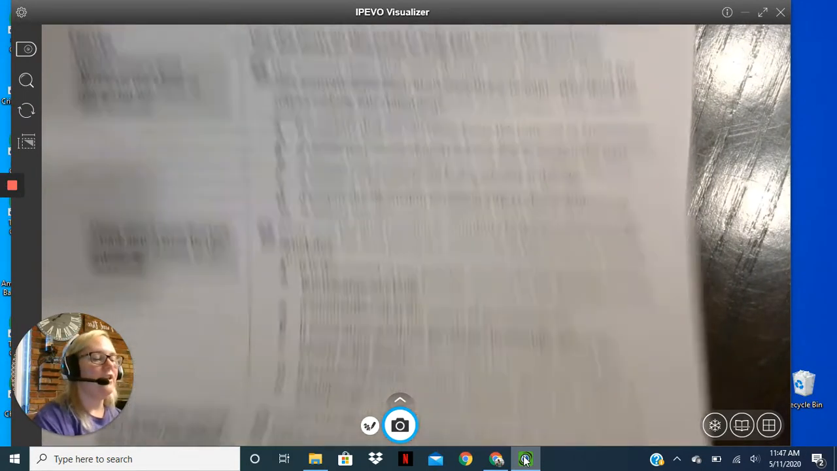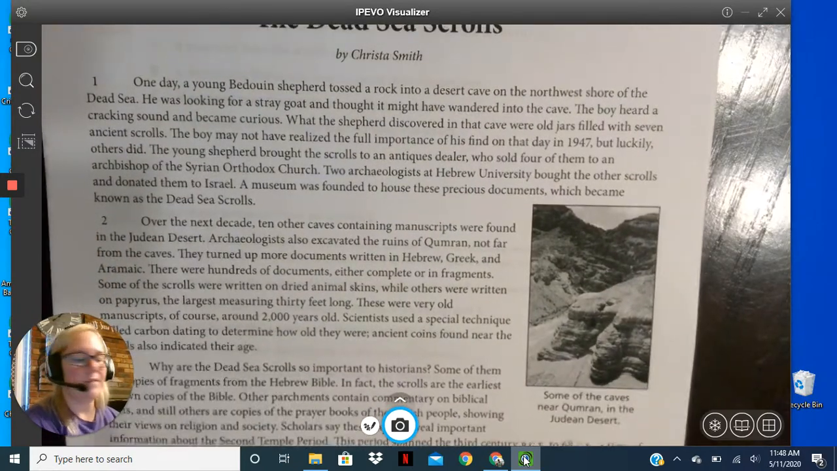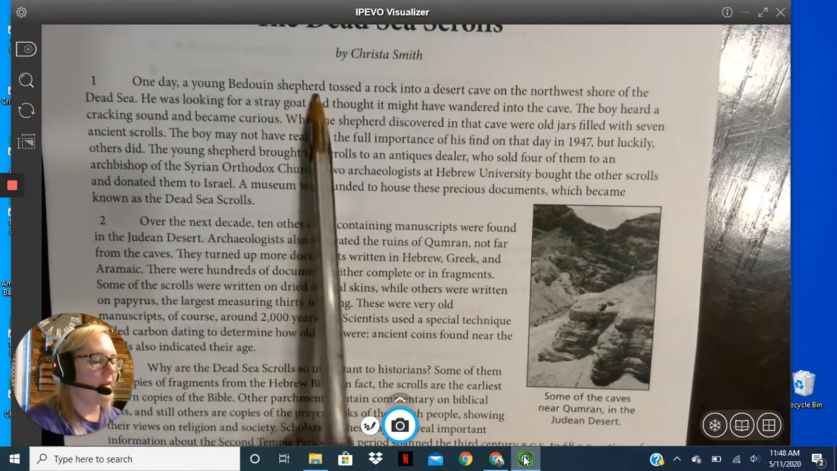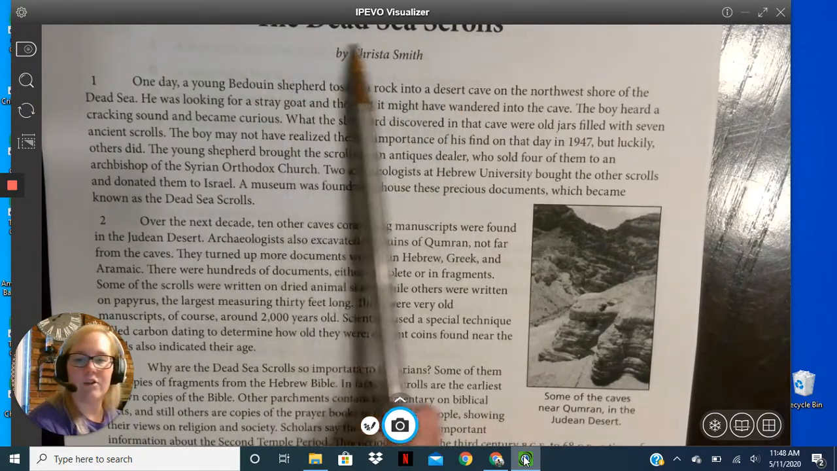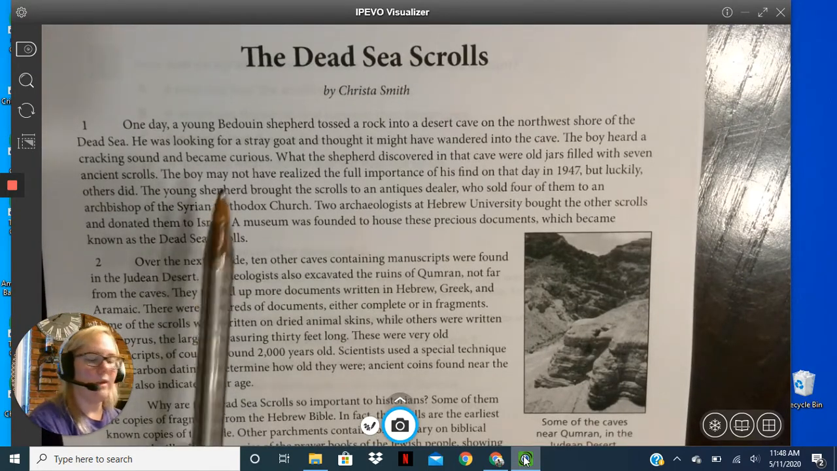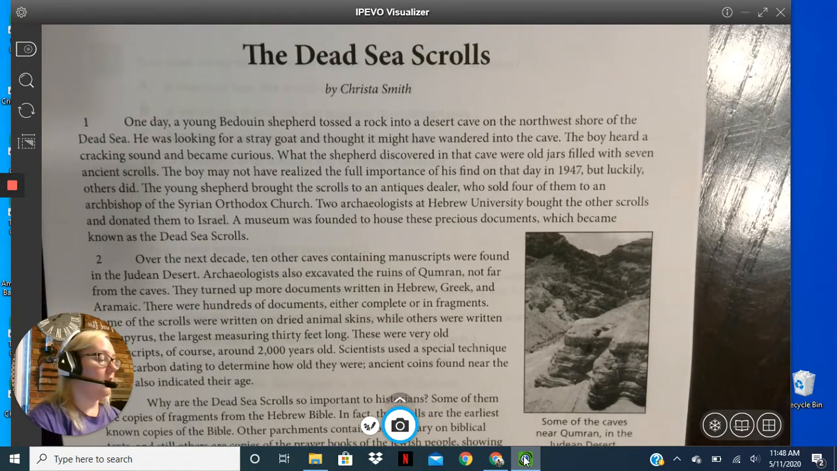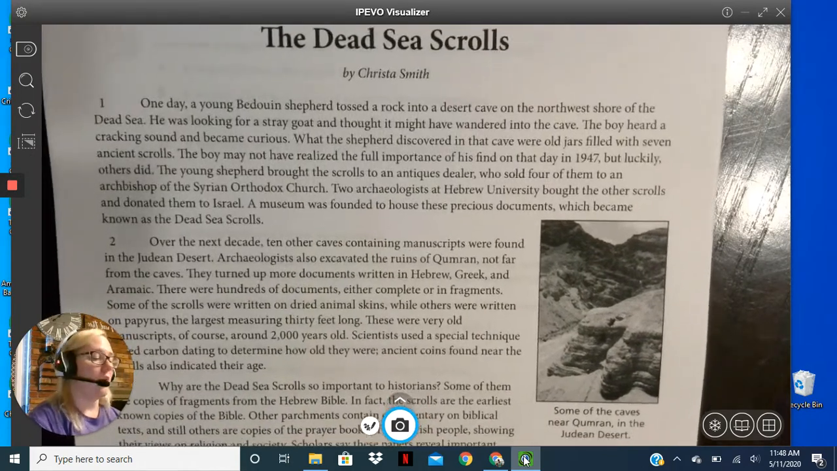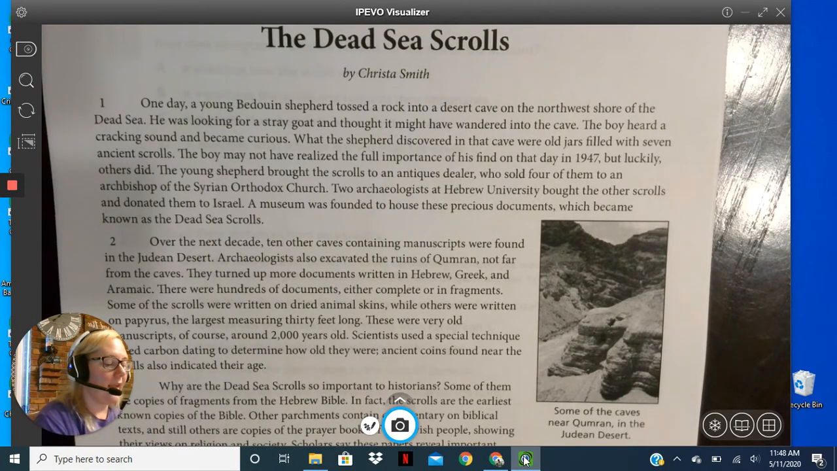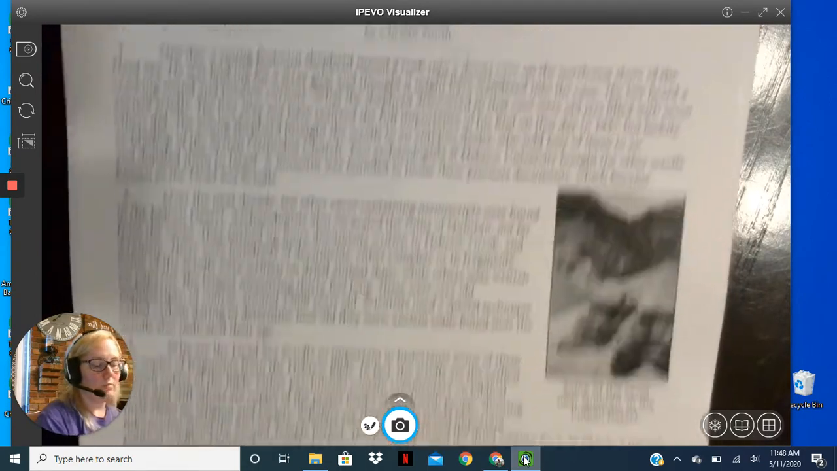Okay. Then you're going to read the Dead Sea Scrolls. And the Dead Sea Scrolls starts off talking about a Bedouin shepherd and how he tossed a rock into the desert. And this is actually about the discovery of the Dead Sea Scrolls. And if you're in Zoom today, we did go over what is a Bedouin shepherd. You may want to look that up. It's basically a shepherd in the desert. They might be in Egypt or Saudi Arabia, one of those desert places in Africa and Asia. And so this is how those Dead Sea Scrolls were discovered.